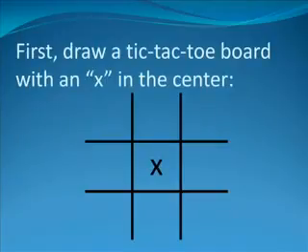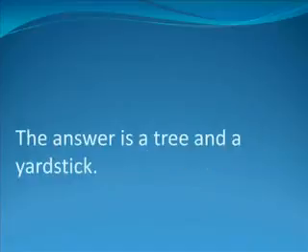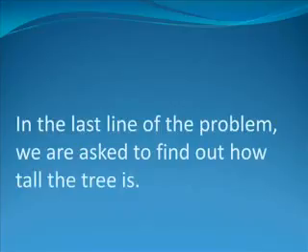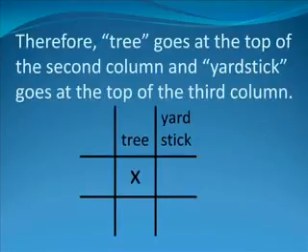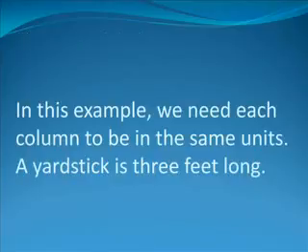First, draw a tic-tac-toe board with an X in the center, just as we did in the previous example. Next, ask yourself what two objects are being compared. The answer is a tree and a yardstick. In the last line of the problem, we were asked to find out how tall the tree is. Therefore, tree goes at the top of the second column, and yardstick goes at the top of the third column. The characteristics being compared are the height of the objects and the lengths of their shadows. Thus, we fill in the box as follows.